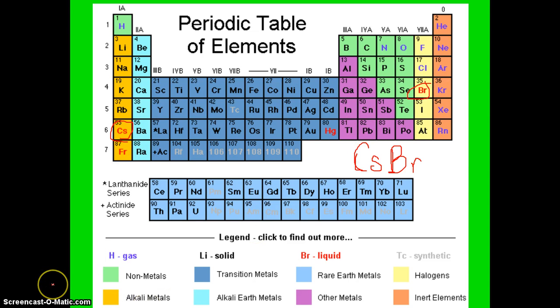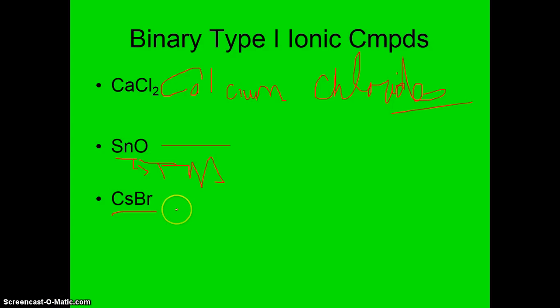Now we're going to go back and name it properly. Okay, so we decided that Cs was a true metal, Br is a nonmetal, so the proper way to name this one is cesium bromide, and the only way to get better at these is to practice.